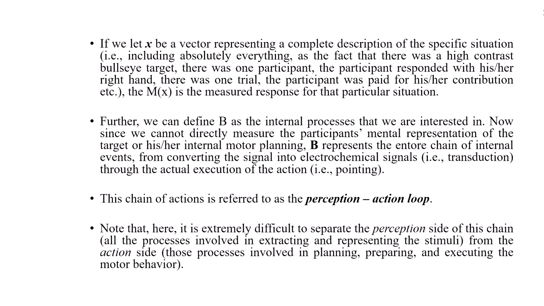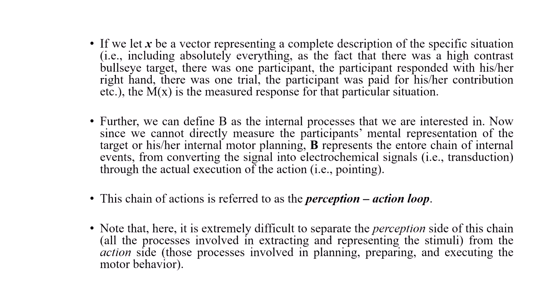We can basically say that the inner mental representations governing this measurement m are captured by this variable b. It represents things like internal motor planning, estimation of distance and so on. So, b will represent the entire chain of internal events, from the transduction of the perceived signal, looking at something, to actual execution, pointing, that touching behavior. This chain of actions that we are interested in is referred to as the perception action loop.